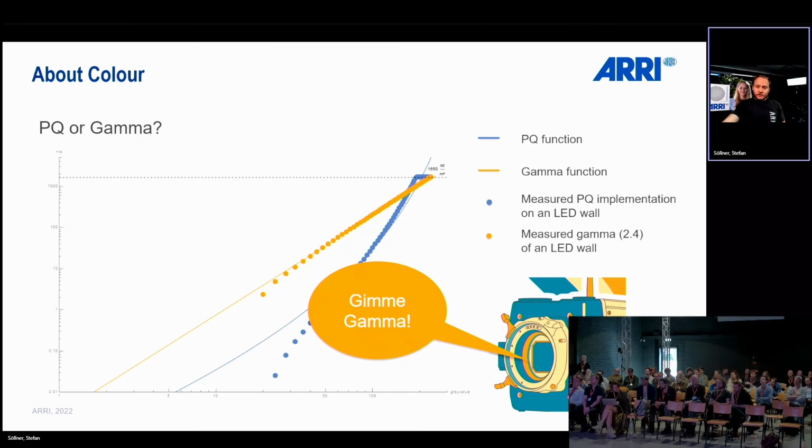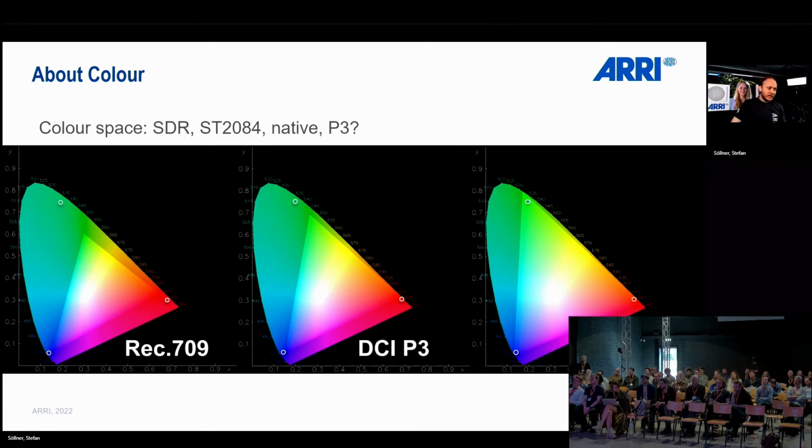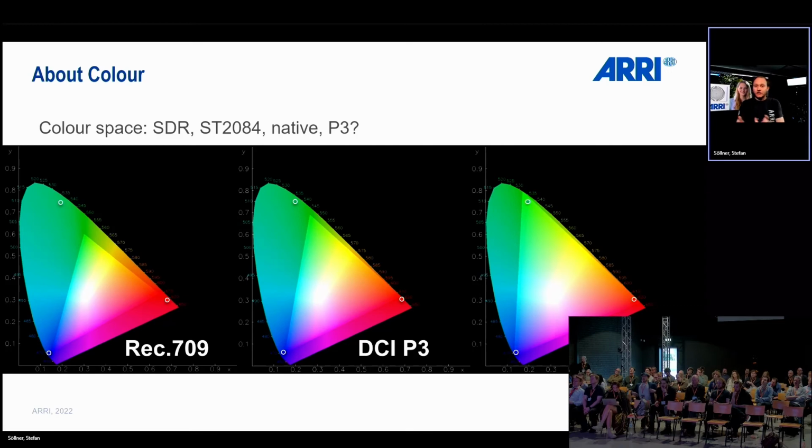And the second point I wanted to make is, which color space should I use if I'm feeding a signal to the LED wall? Do I use an SDR color space like Rec 709? Do I go for ST 2084? Do I use P3? Or do I use the native color space of the LED wall? Of course, you won't use 709 except for some special productions, because it won't give you much information, as you can see, compared to the three dots, which are indicating the LED native color space.